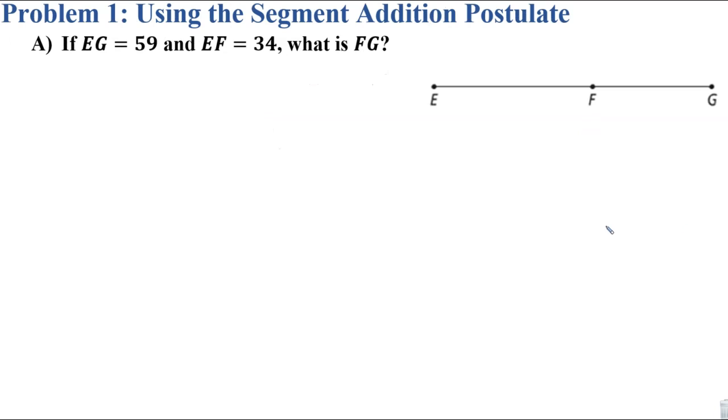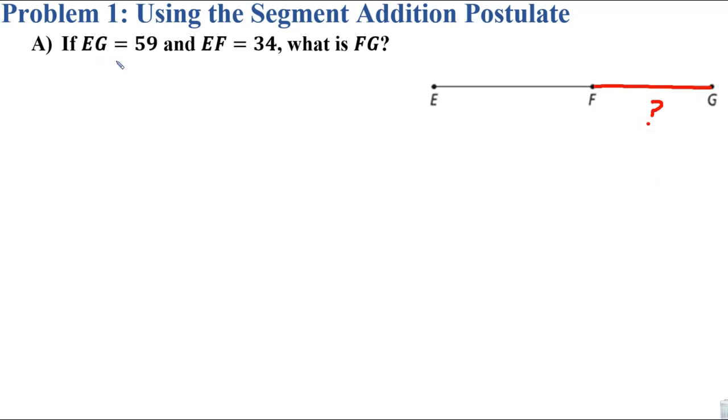Alright, so let's go ahead and use that segment addition postulate. And this question is really designed to put your understanding of what a segment is, how its measurement works, and how that postulate works, kind of all to the test here. So we're given a segment with some different points on it, and it says that if EG is equal to 59 units and EF is equal to 34 units, what is FG? Okay, so we want to know what FG is.